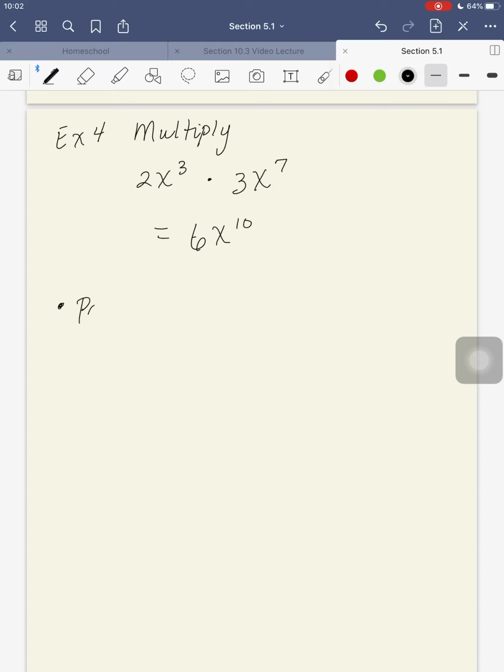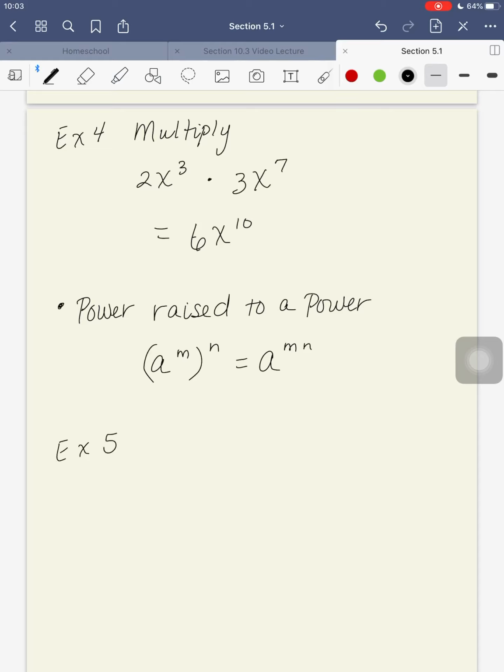All right, the rule for a power raised to a power is a to the m raised to the n power. You're going to multiply. That would be a to the m times n. For example, we want to simplify 2 to the fifth raised to the third power. We multiply, and that would be 2 to the 15th power. And again, that would be a big number, so we'll just leave it as 2 to the 15th.